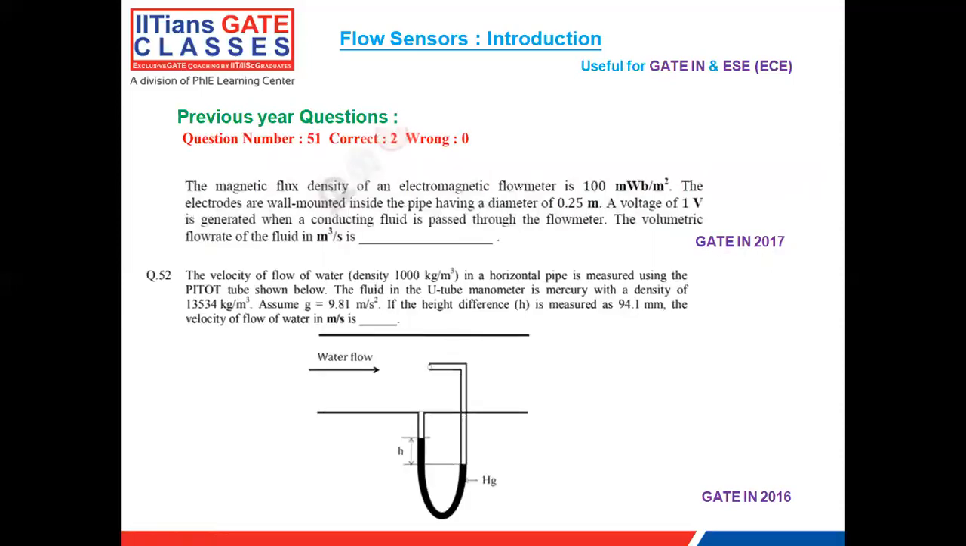Next is the electromagnetic flow meter. If you study in the subsequent lectures, it works on the principle of Faraday's law of electromagnetic induction. There is a small relation between the output voltage, the length of the conductor, the magnetic field, and the velocity. This is a very simple topic, and you can easily get 2 marks out of this.